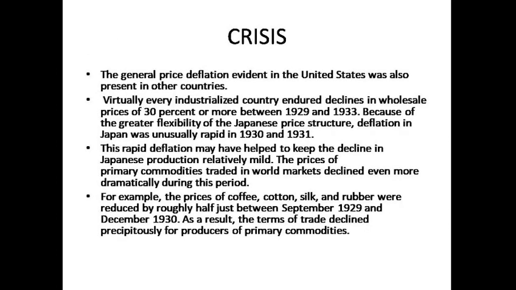The depression hit prices, and deflation was created in the United States, with industrialized countries seeing declines in wholesale prices of more than 30% during the period of 1929 to 33. Another country, Japan, had deflation during 1930 to 31. The deflation period helped prices decline, and the decline in production was slightly better. Coffee, cotton, silk, and rubber prices were also reduced by half between September 1929 and December 1930. Various commodity prices also declined.